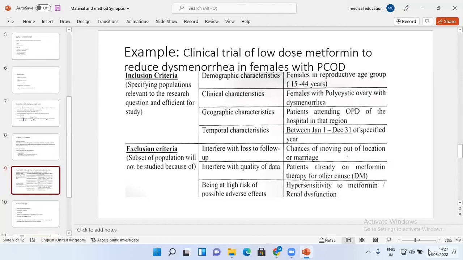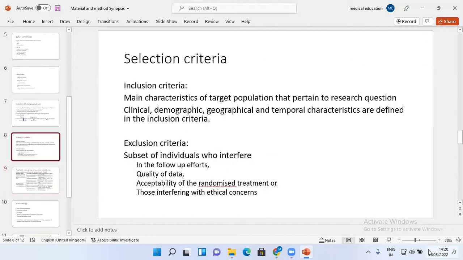So you have to give the time span, or if you are going to study retrospectively also, you have to give the time span that from this duration to this duration, whoever is present will be included in your study design. Okay, so that was about your inclusion criteria. Now moving on to exclusion criteria.